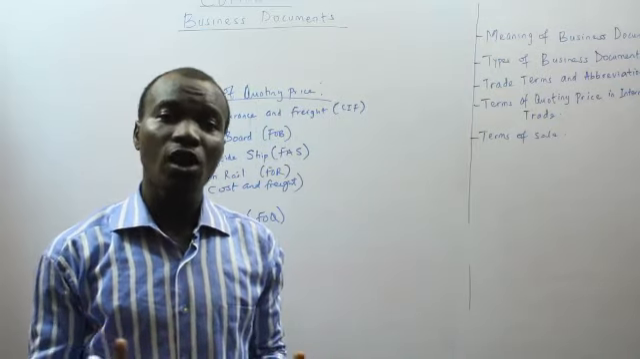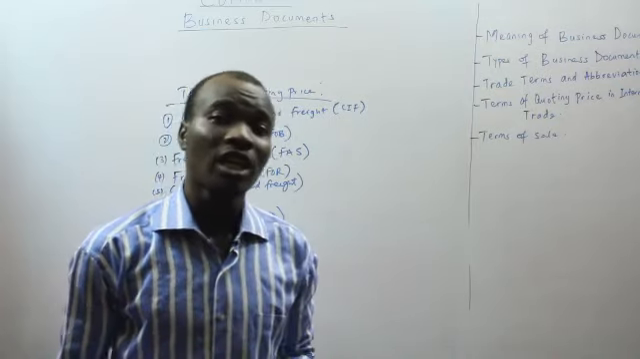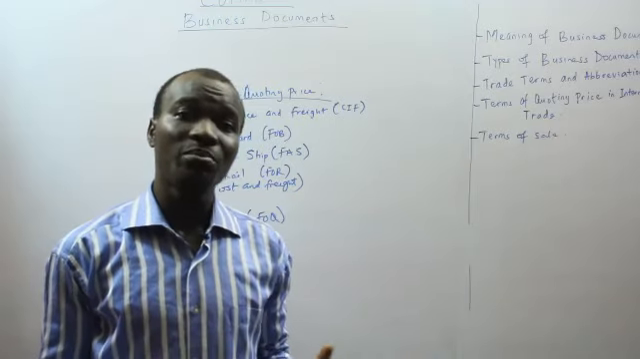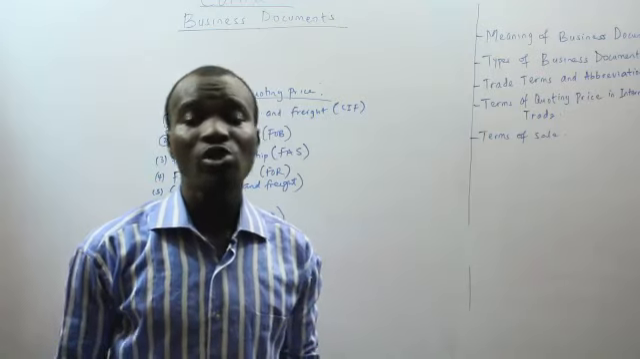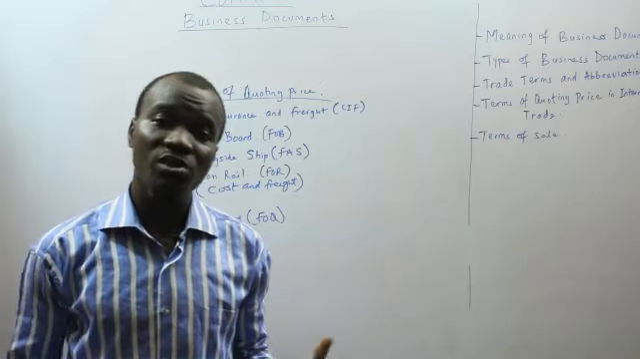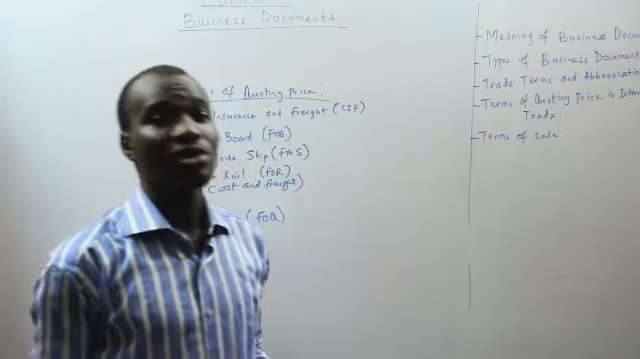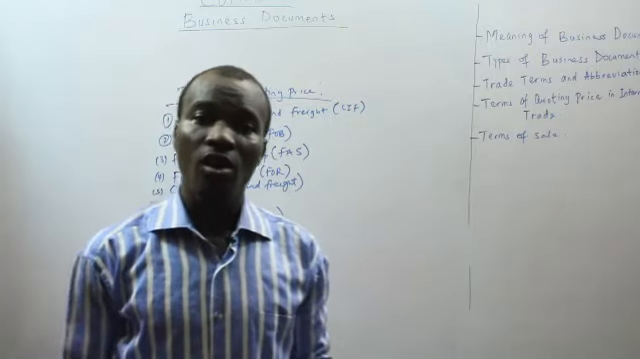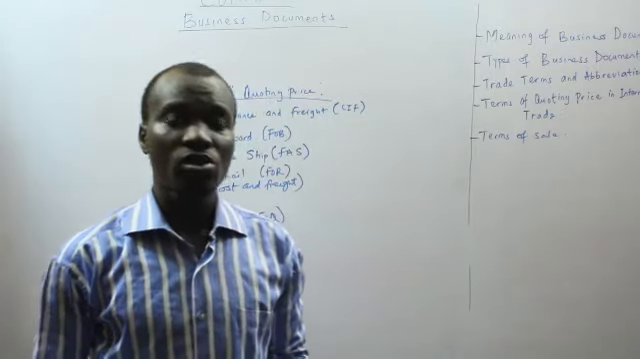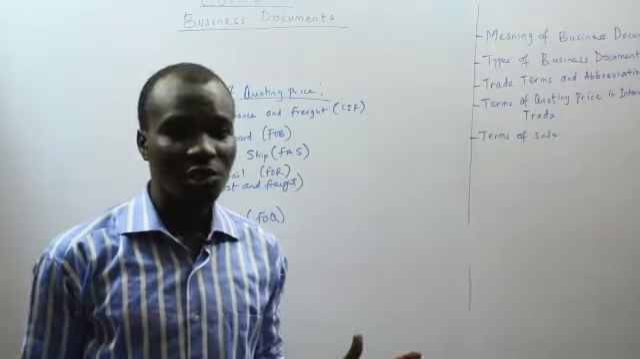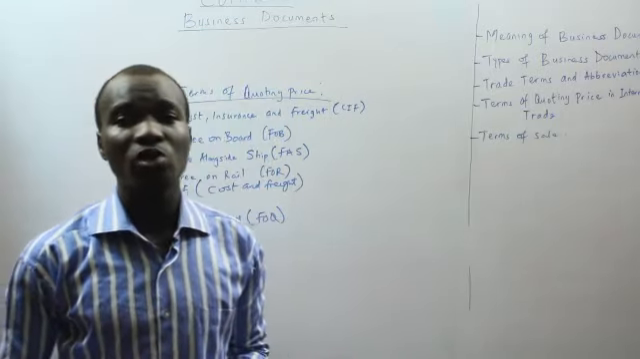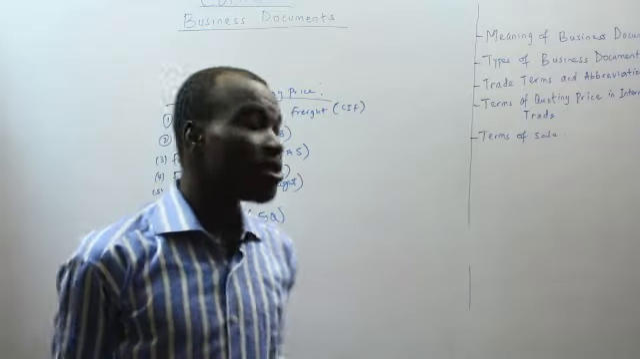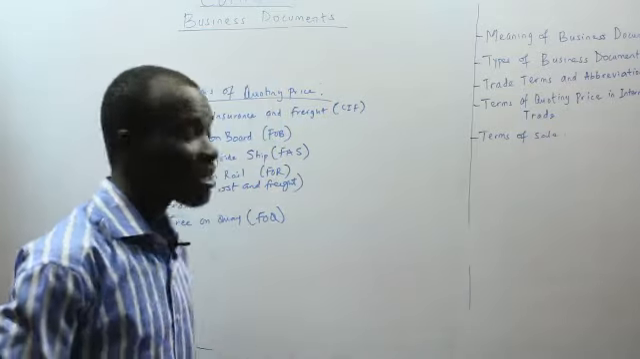So any form of subsequent charges will be borne by the importer. The importer will be the one to bear any form of subsequent charges apart from the cost, the insurance and freight of the goods. Any form of delivery charges to the warehouse of the buyer, the buyer will be responsible for such payment. So that is what cost, insurance and freight is all about.